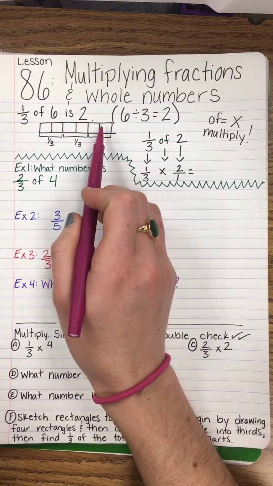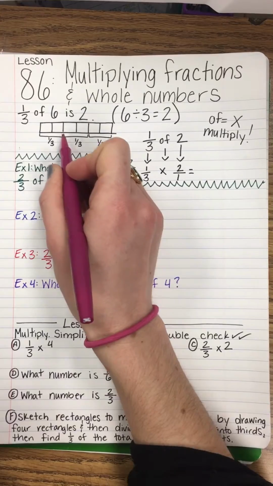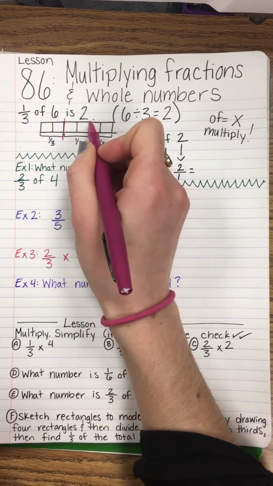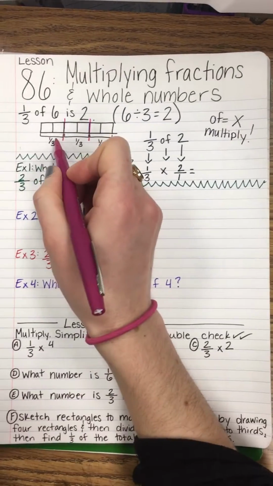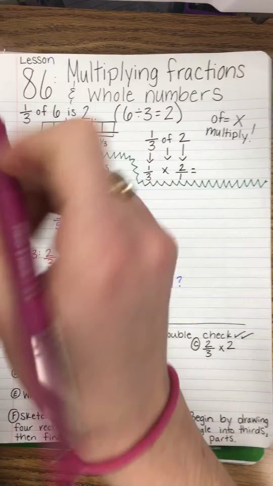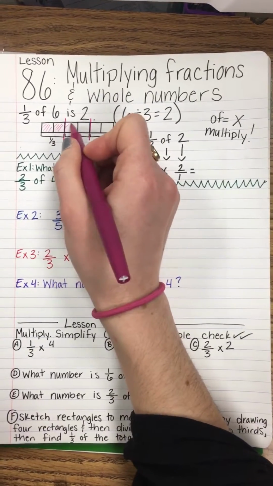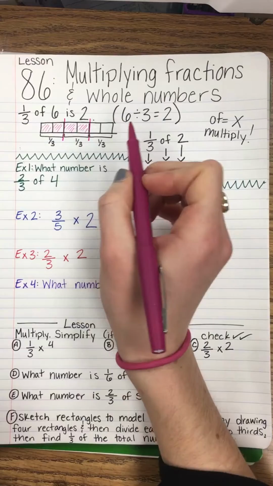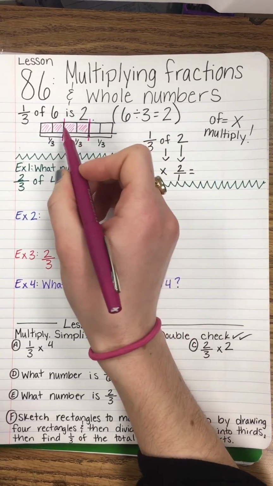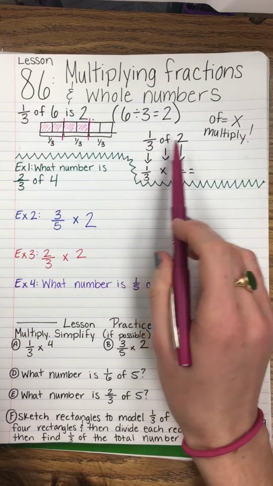So draw 6 rectangles. And then you're dividing it into thirds. So I am dividing it into thirds. 1, 2, 3 parts. And each third is 2, right? 1, 2. 1, 2. So 2/3 is 4 of 6. So it says 1/3 of 2.